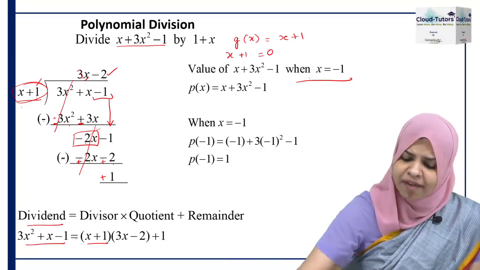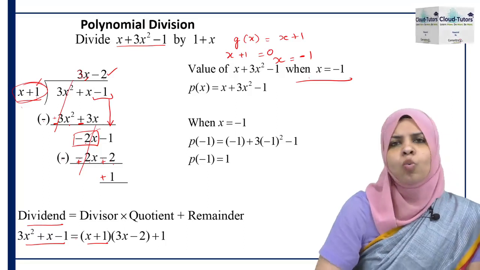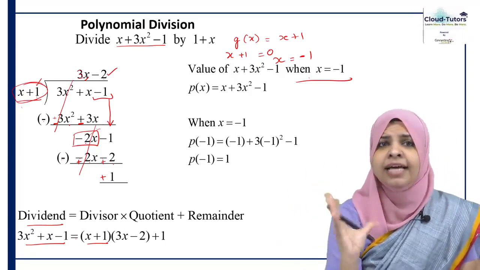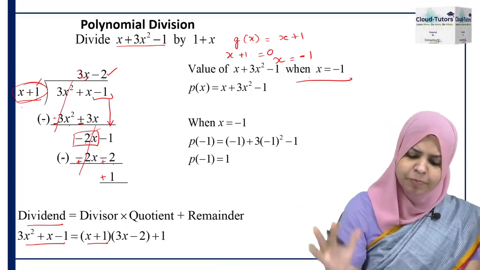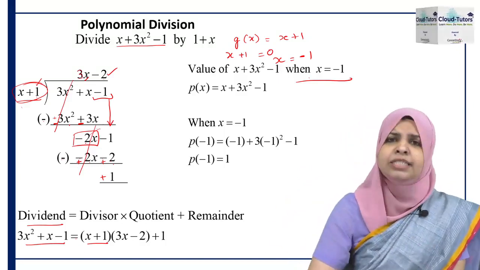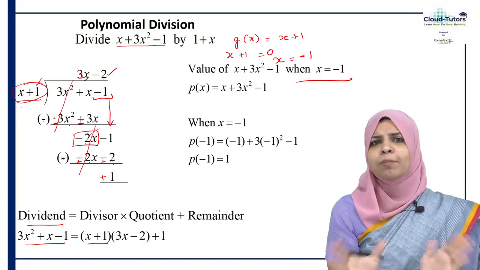What happens to the value of x? What is the value of x? X is equal to minus 1. So, now I got the value of x as minus 1. Why do I need to do that? You will know it very soon. Now, I know x is minus 1. I will substitute this minus 1 into the expression, wherever I'll find the value of that polynomial.